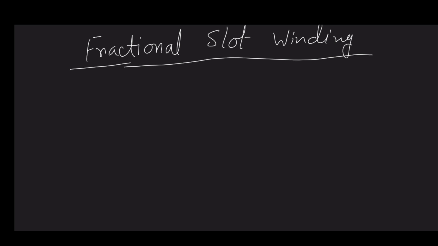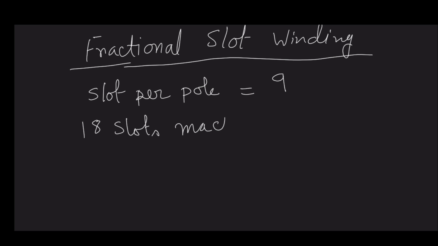Let us assume an armature structure of a three-phase machine which is having slot per pole is 9. So it is not a very weird situation. We can have, like, an 18 slots machine, 18 slots 2 pole.